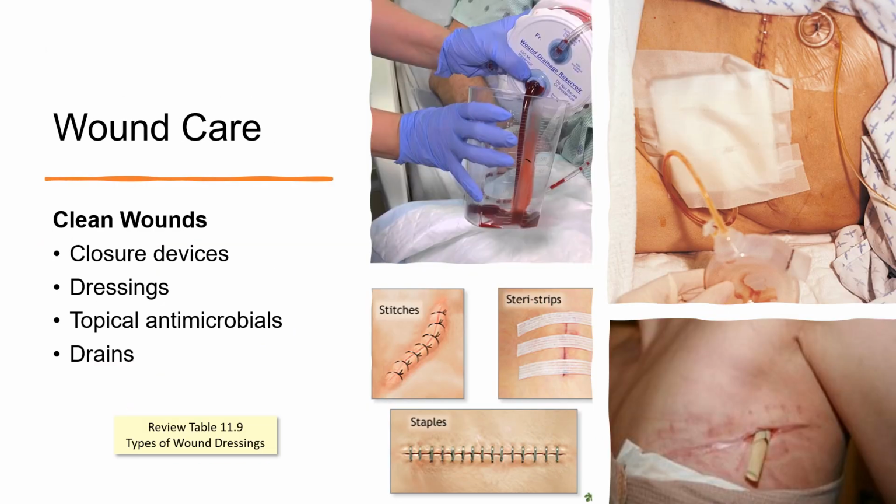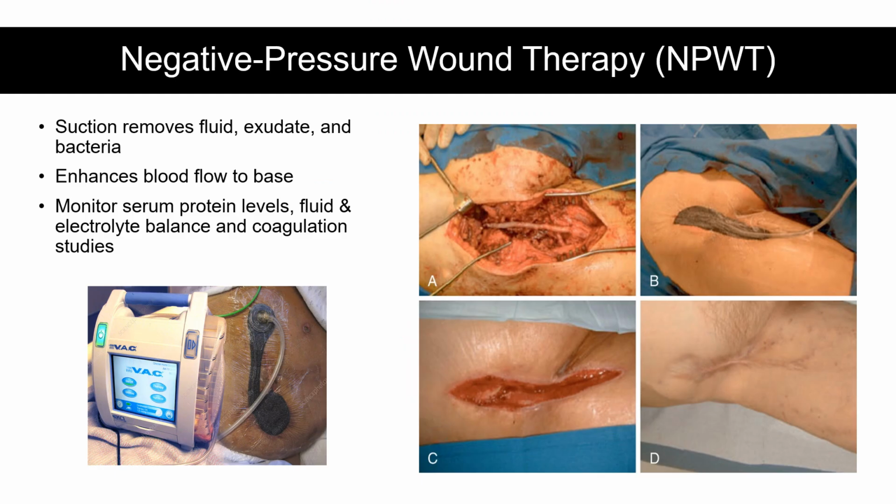Okay, so clean wounds. These are wounds that don't have any infection, debris, or necrotic material. They will be closed with stitches, steri-strips, staples. They may need topical antimicrobials. They may have a drain involved to help get rid of some of that extra fluid, that exudate. Just depends. We have negative pressure wound therapy, or a wound vac. There's only a couple different brands out there, so it's very likely that you've seen the one pictured here. This is suction, and it's going to remove fluid, exudate, and bacteria from the wound bed.